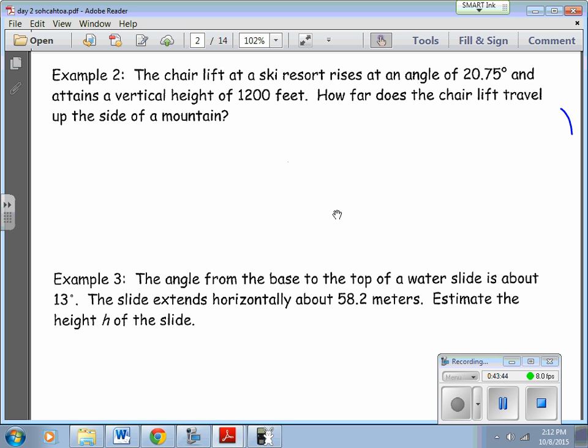So the chairlift at a ski resort rises at an angle of 20.75 degrees and attains a vertical height of 1,200 feet. How far does the chairlift travel up the side of the mountain? So, have any of you guys ever been on a chairlift? Yeah? You have? No? No? Okay. So if you haven't, it's going to be a little bit difficult to visualize what's actually happening. You have, what are you visualizing when you're drawing something to help you?